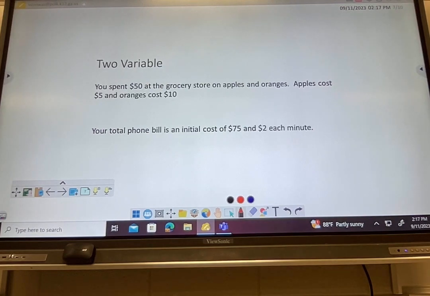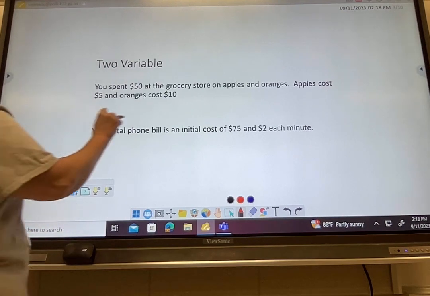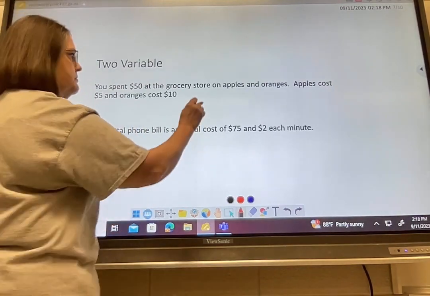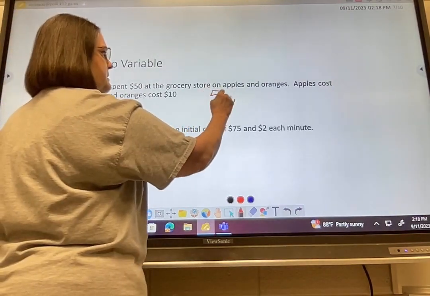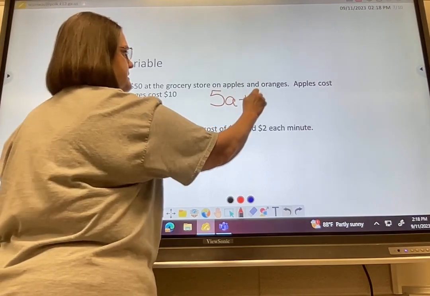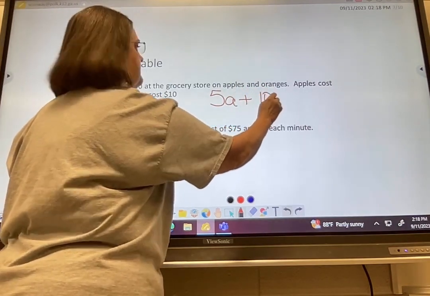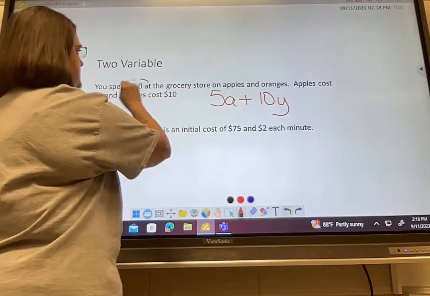All right, and this one, you spent $50 at the grocery store on apples and oranges. Apples cost $5 and oranges cost $10. So 5 times the number of apples plus 10 times the number of oranges is my total of $50.